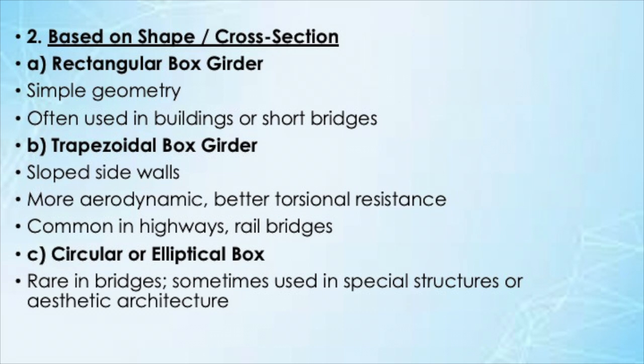Next is based on shape and cross section. The first one is the rectangular box girder, which has simple geometry, often used in buildings or short bridges. Next is the trapezoidal box girder, which has sloped side walls, is more aerodynamic, has better torsional resistance, and is common in highways and railway bridges. Next is the circular or elliptical box girder, which is rare in bridges, but sometimes used in special structures or aesthetic architecture.